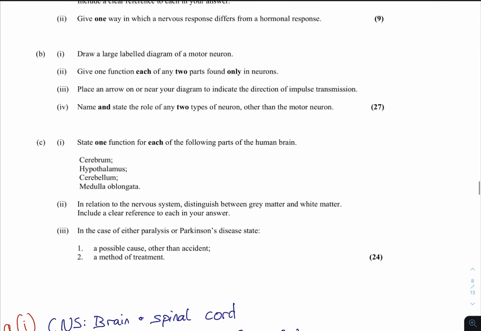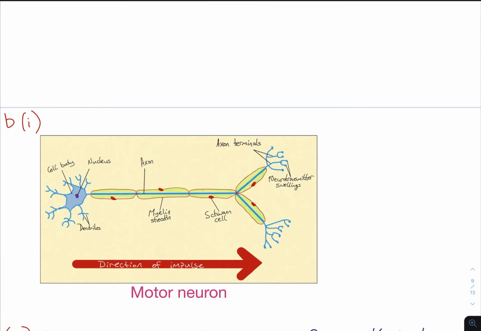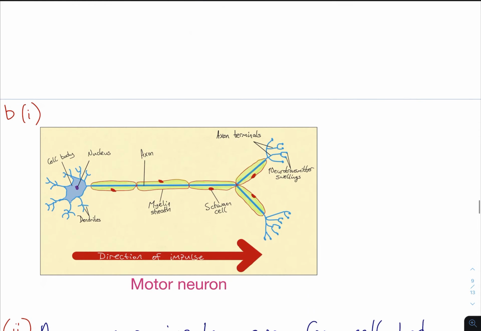B, draw a labelled diagram of a motor neuron. So this is what we have here. Your motor neuron here. So remember I was saying the motor neuron has the cell body at the very end with the dendrites. The direction of the impulse always goes towards the neurotransmitter swellings. That doesn't change. It's almost identical, guys, to that of the sensory neuron, except for the sensory neuron, you have the cell body in the middle there somewhere.